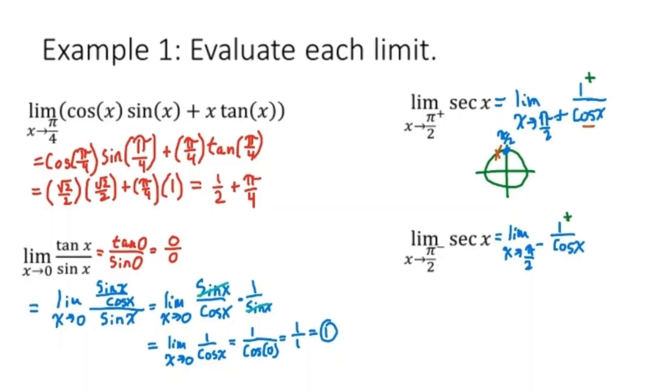So which infinity would 1 over cosine x approach as x approaches pi over 2 from the right? Since our numerator is positive while our denominator is negative, and positive divided by a negative is negative, our function will be approaching negative infinity. So secant x approaches negative infinity as x approaches pi over 2 from the right.